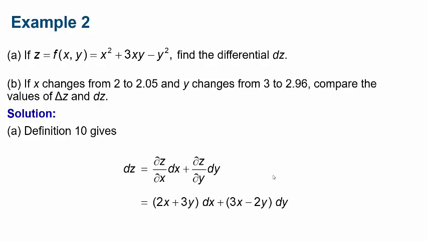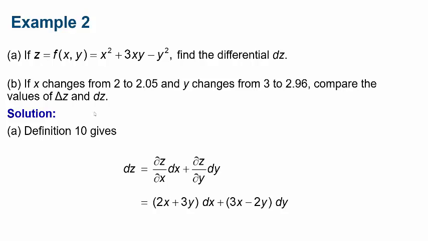So if z is equal to a function of x and y, and it's equal to x squared plus 3xy minus y squared, find the differential dz. Then, as a follow-up, if x changes from 2 to 2.05, so that's my change in x, and y changes from 3 to 2.96, that's my change in y, then compare the values of delta z and dz, and I'll explain that.